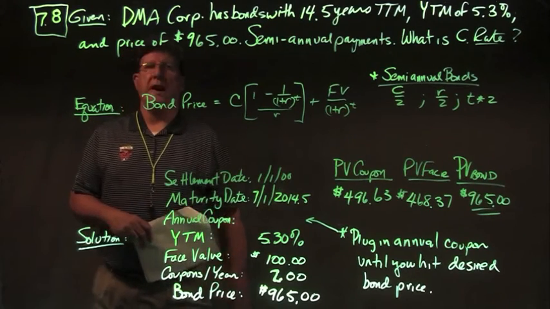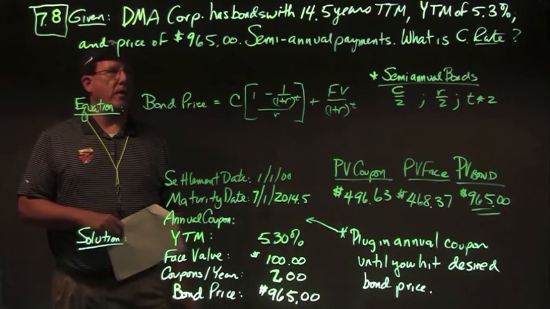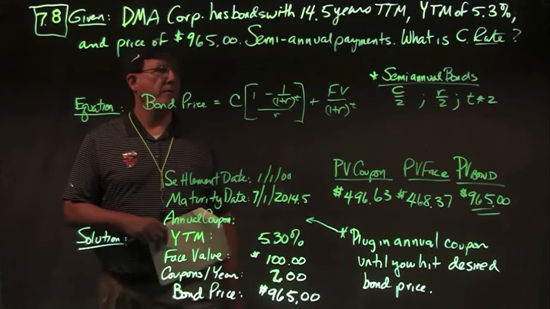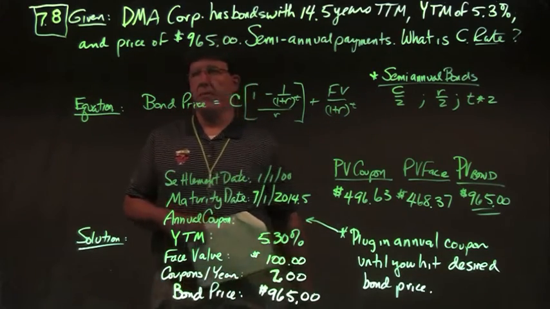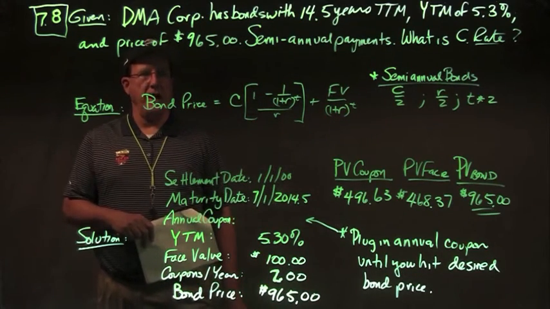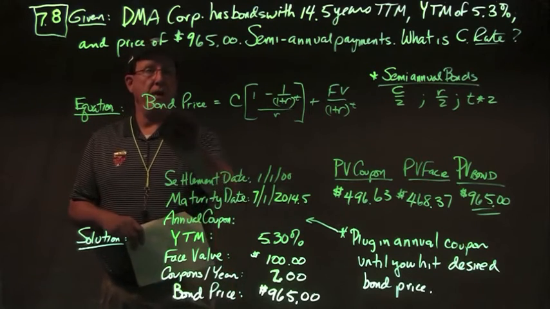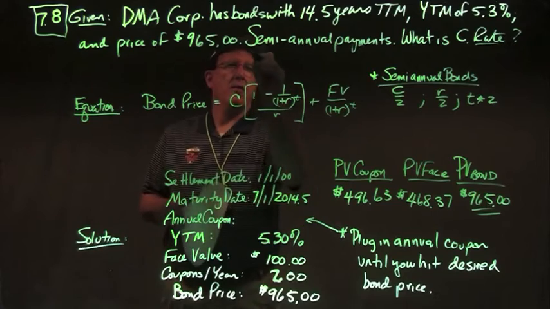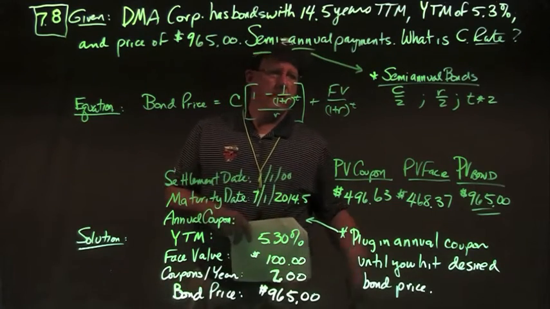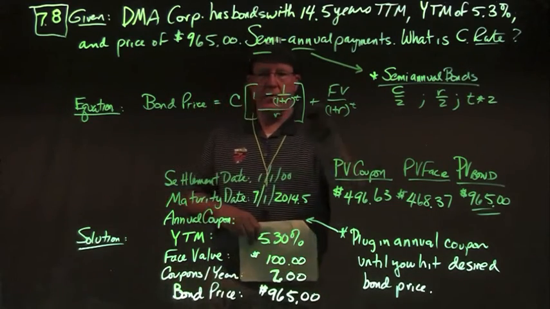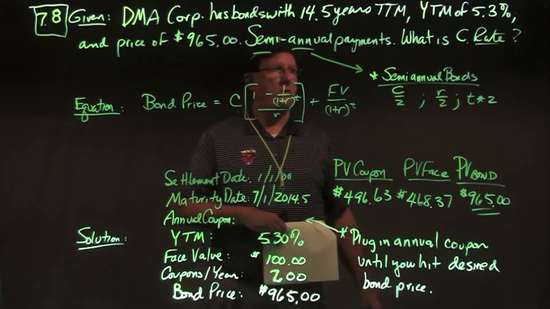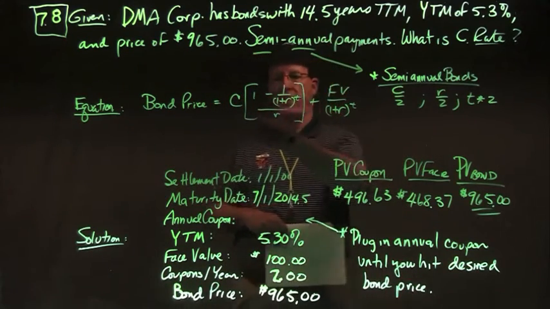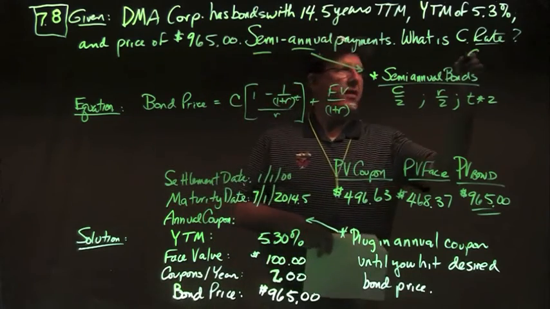In problem 8, we have DMA Corp with bonds with 14.5 years left to maturity, a yield to maturity of 5.3%, and a bond price today of $965. That is my present value of the bond. Semi-annual payments, keywords here, so I must do these calculations when I'm plugging the numbers into this formula: C by 2, R by 2, T times 2. They want to know what is the coupon rate, or C divided by 1,000.